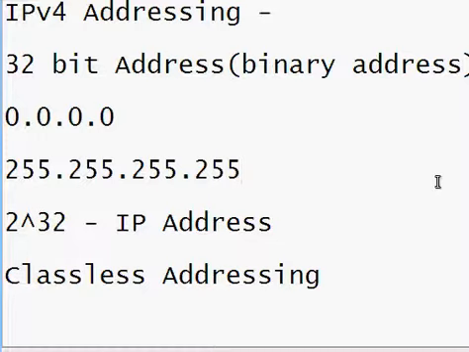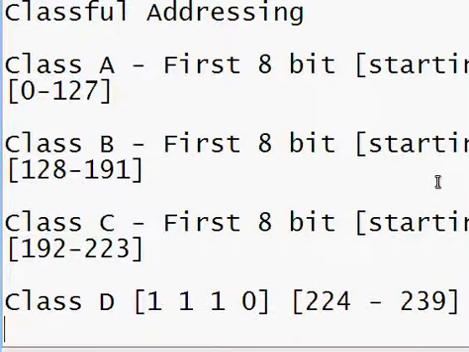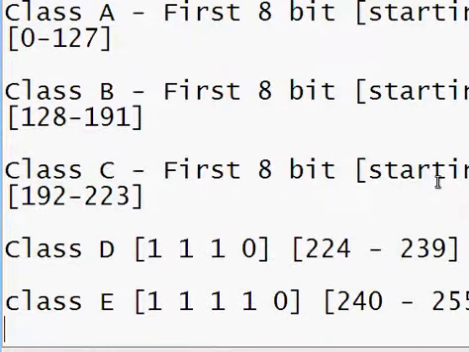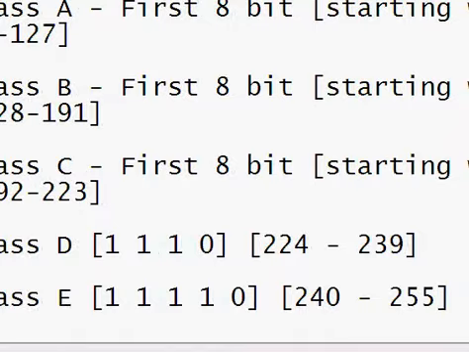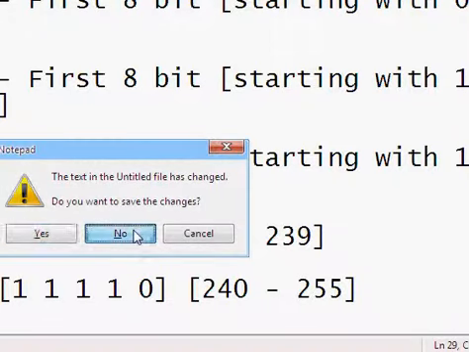Basically in IPv4 addressing, we have two types of addressing scheme. One is classful and the other is classless addressing. In classful, we have 5 classes: class A, B, C, D, E. By identifying the first 8 bits, we can classify whether it is a class A, class B, class C, class D, or class E.